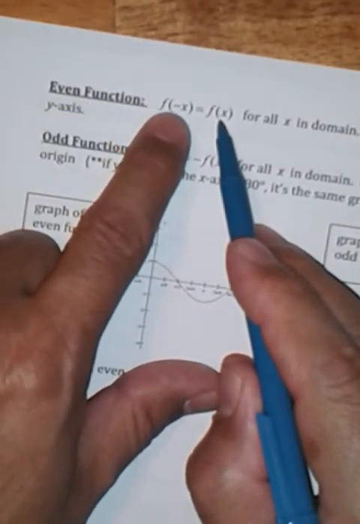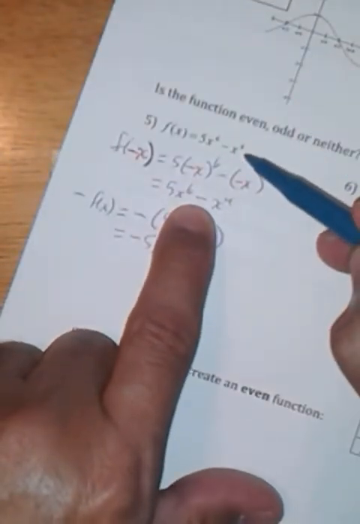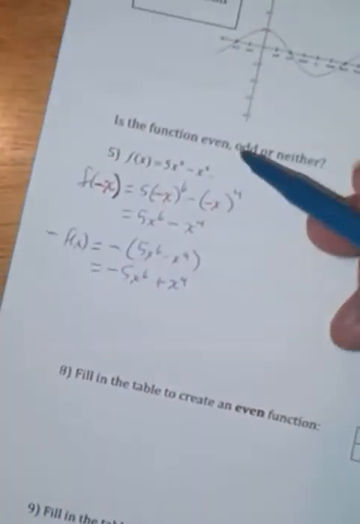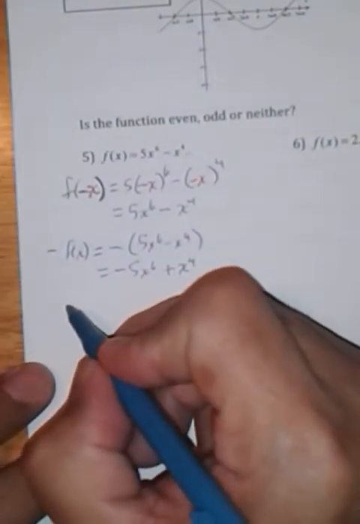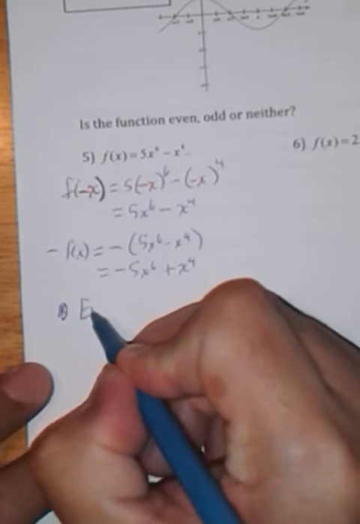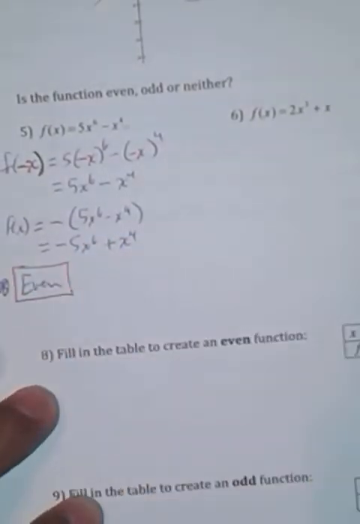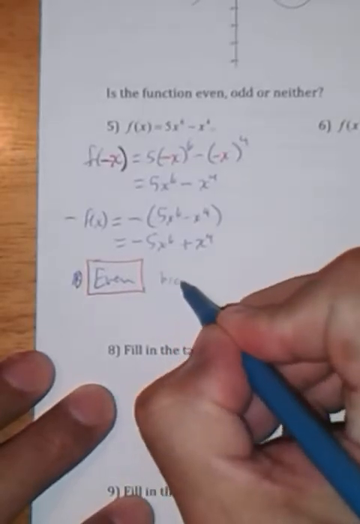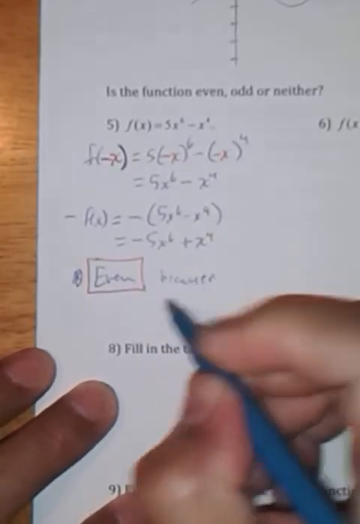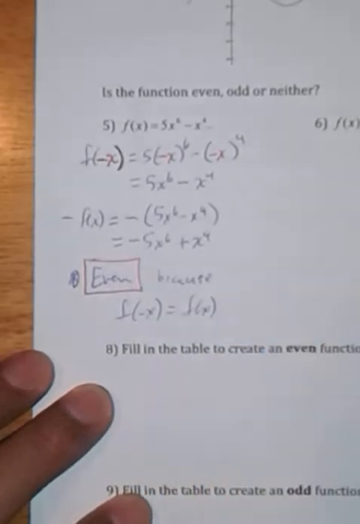So we need to check what's f of negative x, what's f of x. Yep, those two are equal, therefore it's an even function. So we will say, I'm going to say it's even, that's the answer, right? We don't need to say any more than that. But I'm going to say because f of negative x equals f of x.